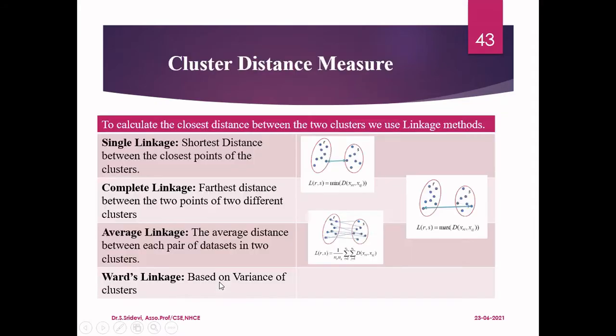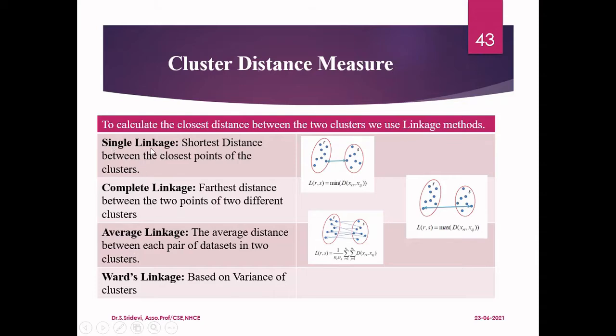Now let us see what distance measures we are going to use in this agglomerative clustering. To calculate the closest distance between two clusters, we are going to use linkage methods here. I told you that you are going to find the closest distance between the two clusters and then join them. So how do we find the closest distance between the two clusters? For that, various metrics are used. Some are listed here. It is not that you have only 4 metrics. Many are available. I have listed important ones.